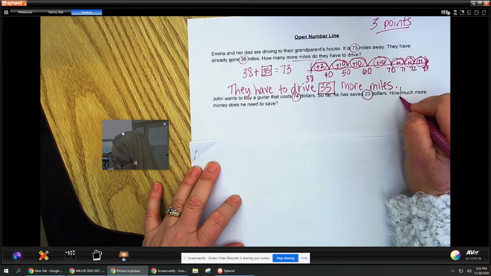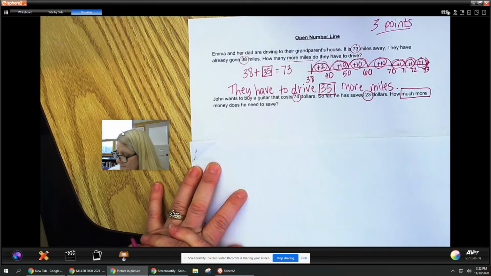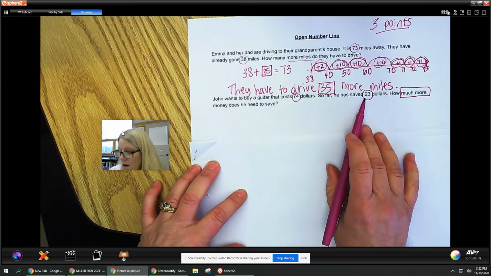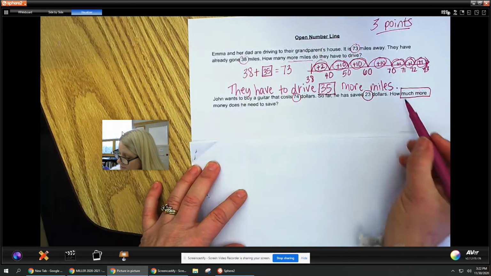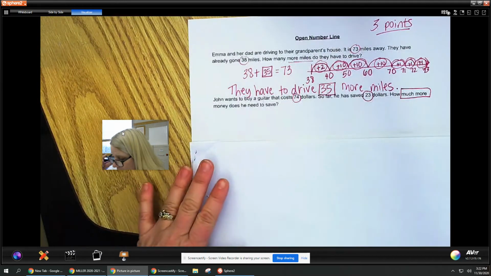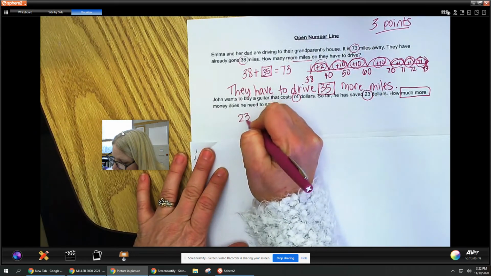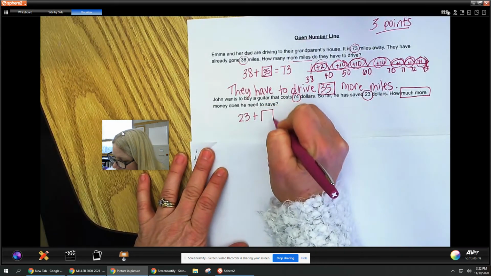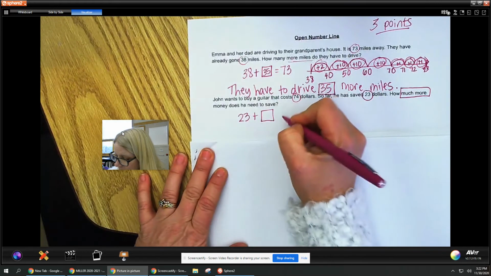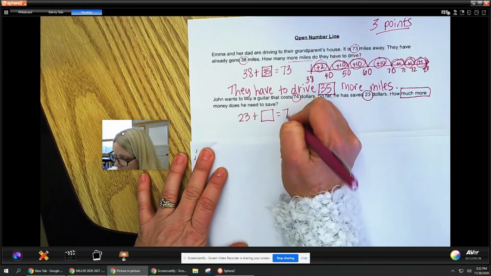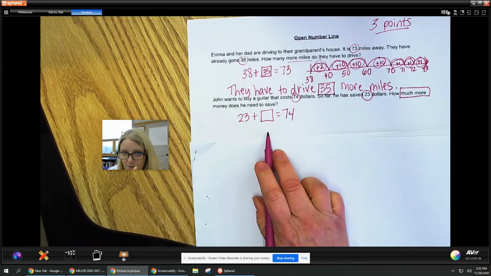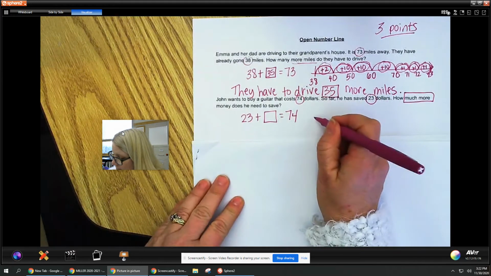Here is how much more. I'm going to put a box around that. So I know the things circled are the evidence that we know. The things in the box is what we need to find out. So my first job is my equation. So I know that he has $23. We don't know how many he needs to get to 74. All right, so that's my first point. Now I'm going to draw my number line.